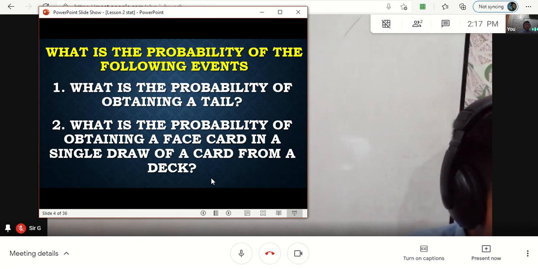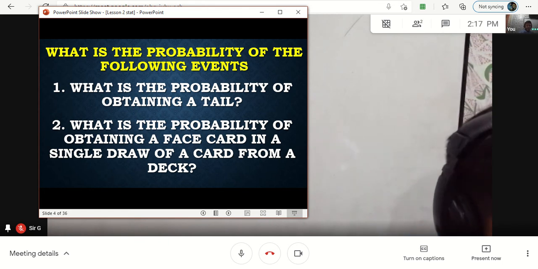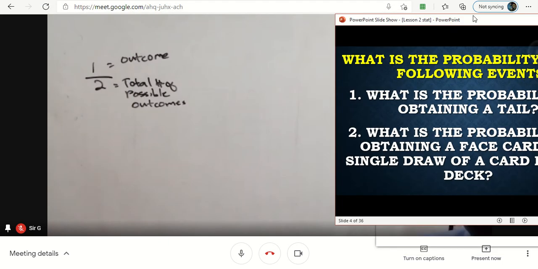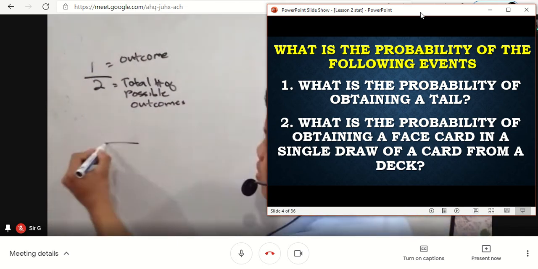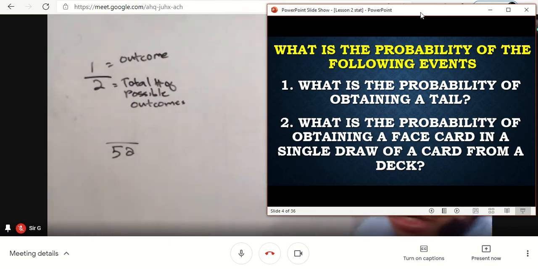What is the probability of obtaining a face card in a single draw of card from a deck of cards? So, ang tinutukoy dyan is the face card. Bago ang lahat, ano nga po ba ang bagay natin dito sa number 2? Ano po ba ang items natin dito? Yung ginagamit natin, deck of cards. Ilan bang sample spaces meron ang deck of cards? Meron tayong 52, kasi standard deck of cards is 52.